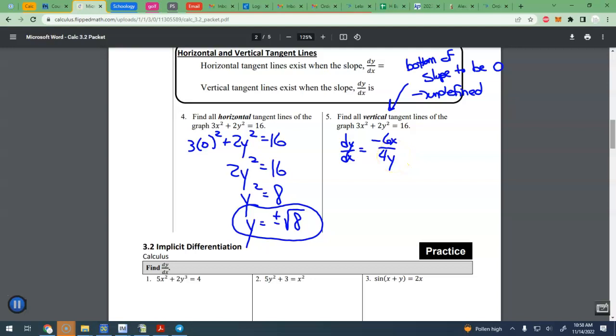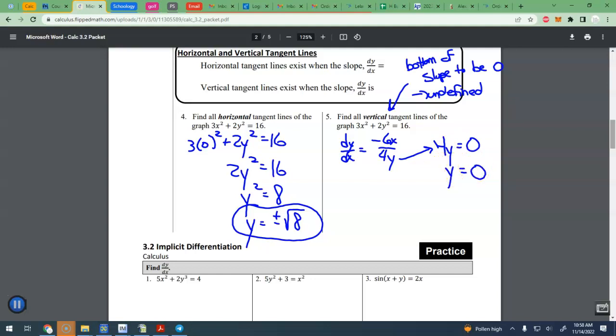So when I wanted a horizontal tangent line, I wanted the top to equal 0, so that this whole fraction equals 0. And that's what I went through. Now I want the vertical. So I want the bottom to be equal to 0. So I take the 4y, set that equal to 0, and get y equals 0.